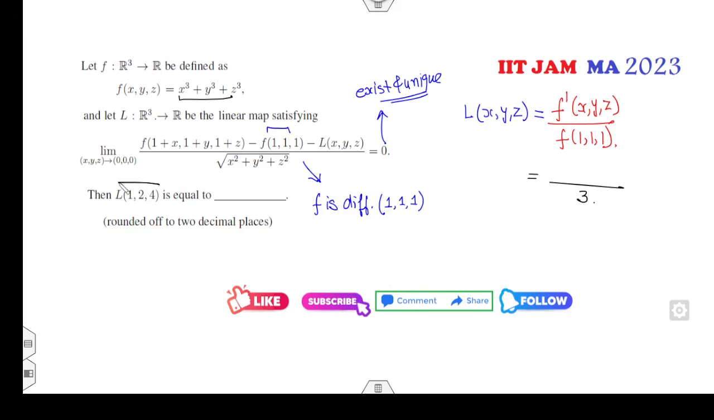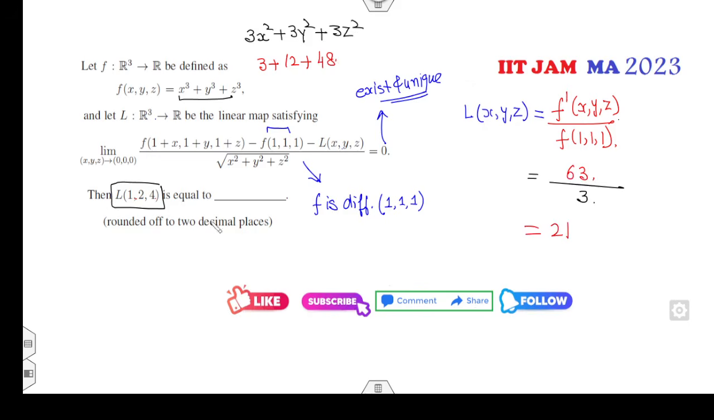और किस पॉइंट पे बोला आपको? (1, 2, 4). तो इसका डेरिवेटिव कितना हो जाएगा? 3x² प्लस 3y² 3z² at the point (1, 2, 4): 3, 12, 4 16, 48. The answer is 63.